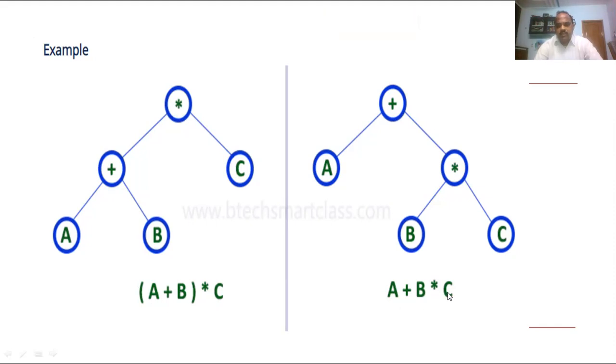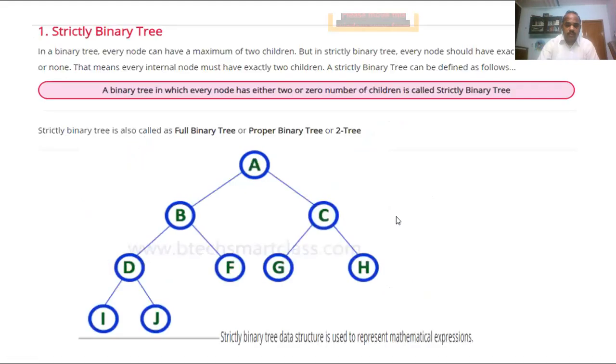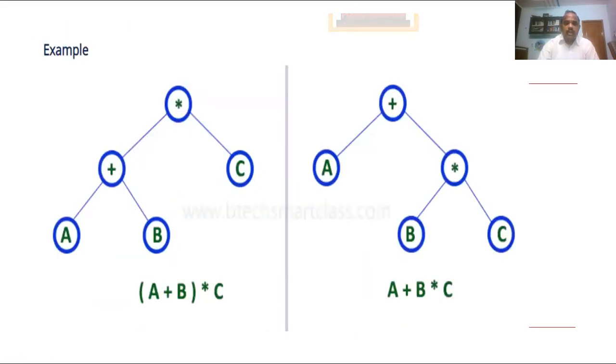Here A plus B into C. First evaluate which operation? Multiplication. So simply B into C, plus A. Clear? This is the expression tree. This is called an expression tree. This is also called a strictly binary tree.